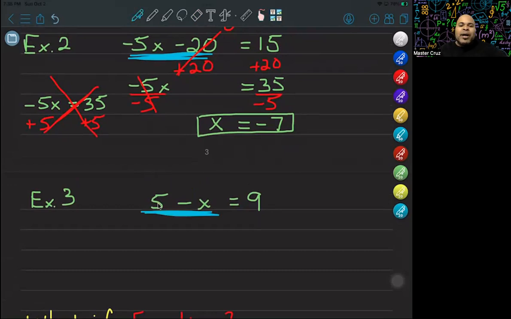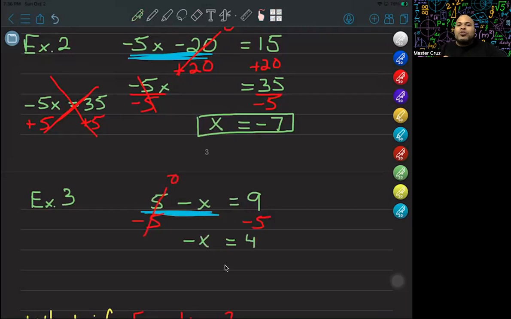This 5 is positive or negative, but it's positive right now. So I'm going to do the inverse operation, subtract 5. And if I do it on one side of the equal sign, I've got to do it on the other side of the equal sign. And then I simplify. 5 minus 5 is 0. Bring down the negative x. And this equals 9 minus 5, which is 4.